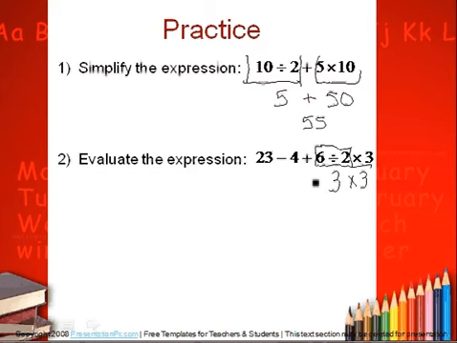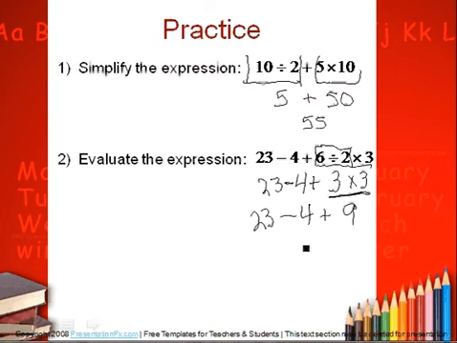A lot of students don't like to rewrite everything, but to be completely honest, it's really easy to make a mistake if you don't write each step as you go. It's really easy to accidentally put in a 6 here with your 3. It just makes things a lot easier the more you write down. So if I look at 23 minus 4 plus 3 times 3, I still can't deal with the subtraction or addition. I have to take care of this multiply. 3 times 3 becomes 9. And then I can bring down the 23 minus 4 plus.